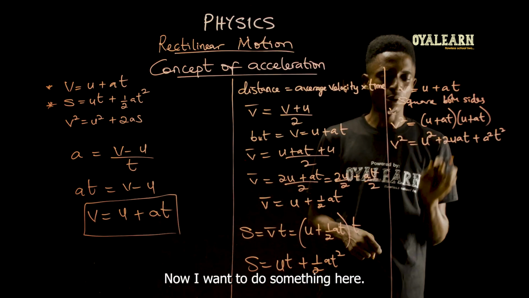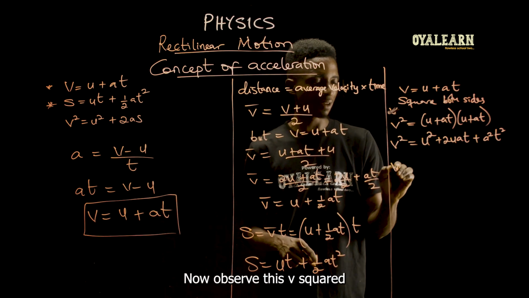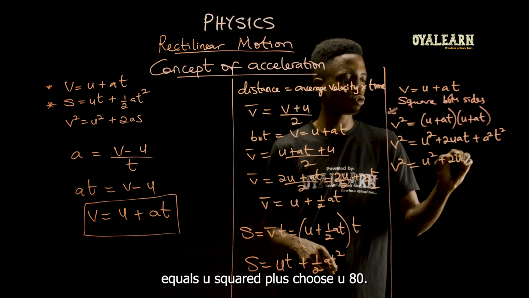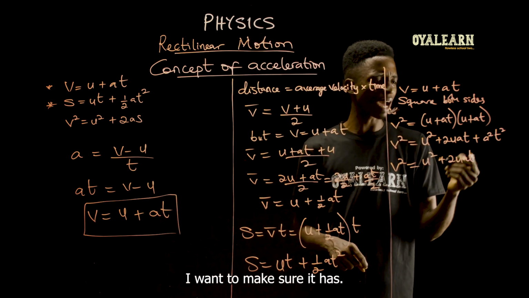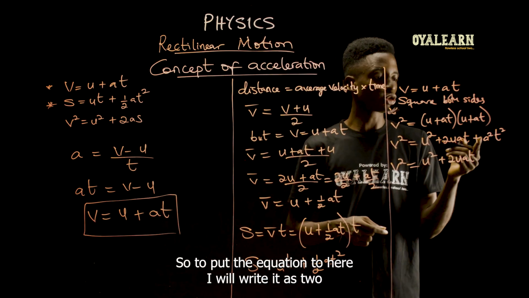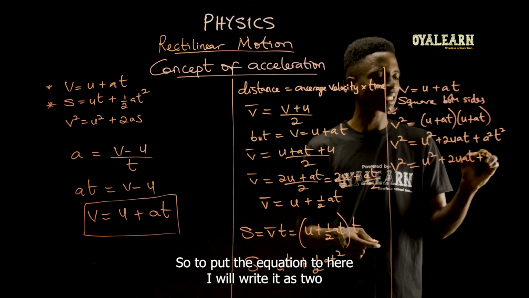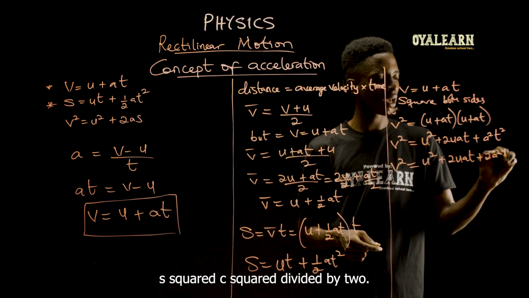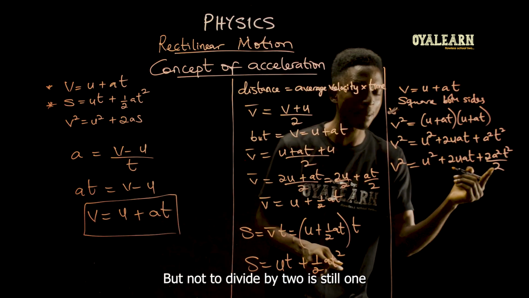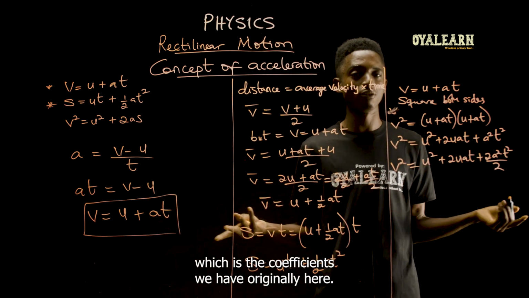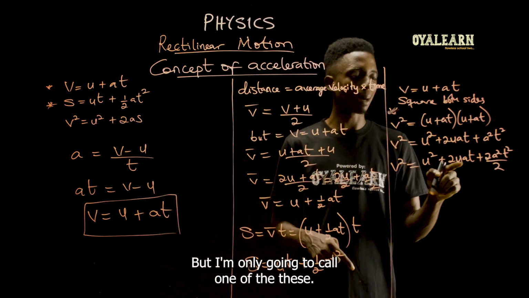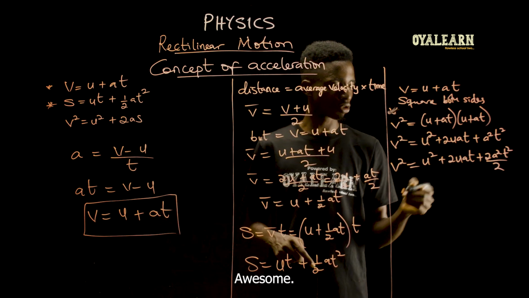Now, I want to do something here. Observe this. v squared equals u squared plus 2uat. Now, I want to make sure it has what we know as the coefficient 2. So, to put the coefficient 2 here, I will write it as 2a squared t squared divided by 2. So that there's a 2 here. But 2 divided by 2 is still 1, which is the coefficient we have originally here. Now, these two, we can say that they have 2 in common. But I'm only going to call one of the a's also.